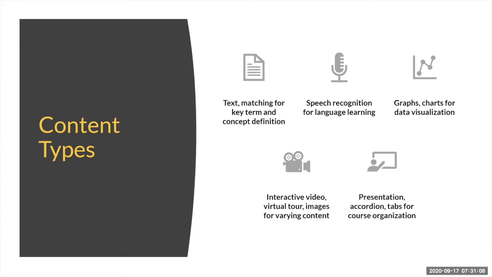So there's things like text matching for key terms and concept definition. There's speech recognition for language. We've been playing with that at the OTL. It's great. You can speak in a number of different languages, and it can pick up the language that you're speaking, translate it for you into the other language, in the writing of the other language, and check to see if it's correct. There's graphs and charts for data visualization. There's interactive video, visual tools, and images for, again, varying different types of content. And there's different ways to present material too, in terms of accordions and tabs for organization.